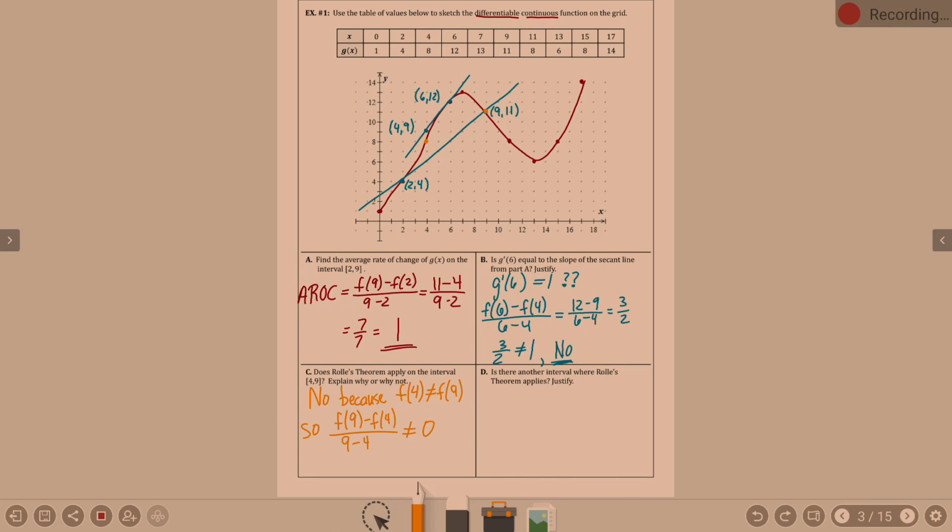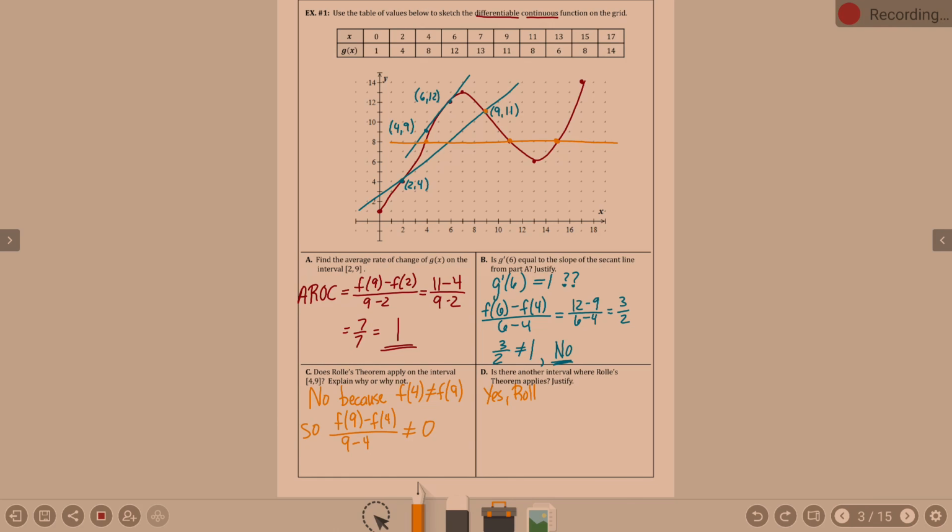Okay, is there another interval where Rolle's theorem does apply, and justify? 4 to 11, and 11 and 15. Okay, so if I look right here and I'm drawing, 4 and 11, yeah, it goes through 4 and 11, or it goes through 11, and it goes through 15. So now, technically, we could say that there's 2 intervals there, because there's 3 points, so there's 2 intervals there. So officially I'll say yes.